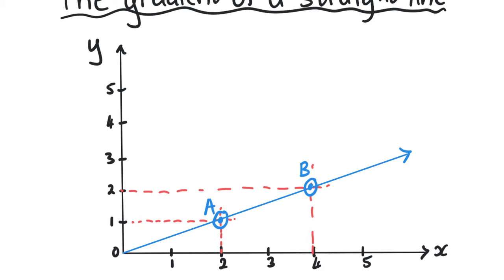So the gradient or the slope of a straight line can be determined by looking at how, between any two points, the rise, or the vertical change in the graph, compares to the run, which is the horizontal change or displacement of the graph.